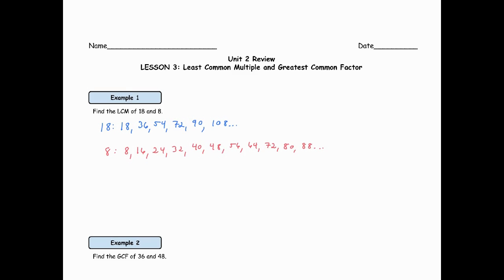So the least common multiple is the smallest number in this list that they have in common. If you were to take a look at both the blue and the red list, you could see that 72 is the smallest number that they have in common. Therefore, the LCM of 18 and 8 is 72.